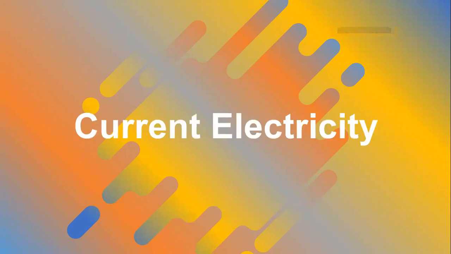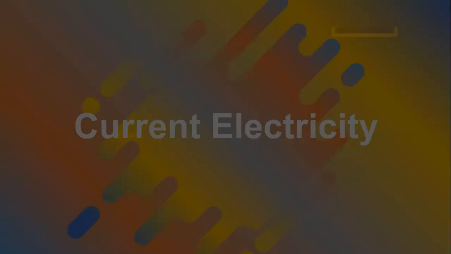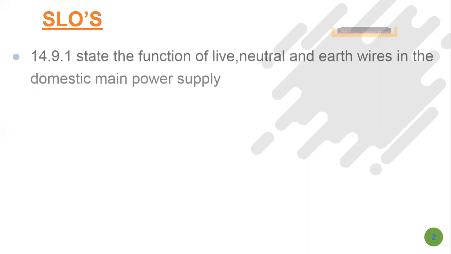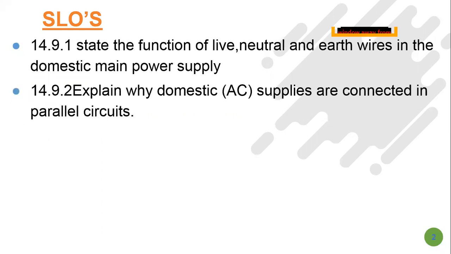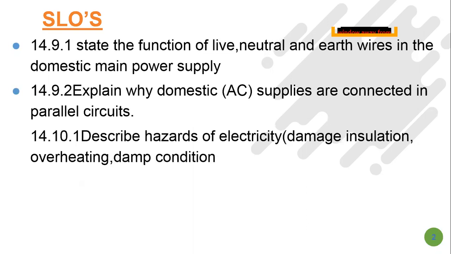Today our topic is current electricity. SLO of these topics are state the function of live, neutral and earth wire in the domestic main power supply. Explain why domestic, that is AC supplies, are connected in parallel circuits.